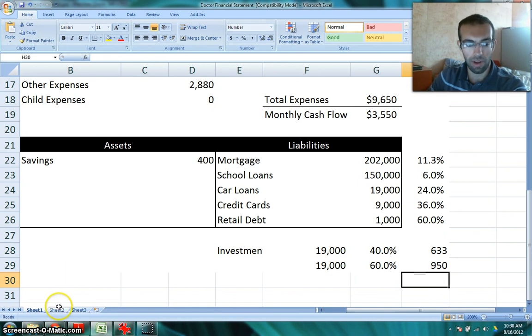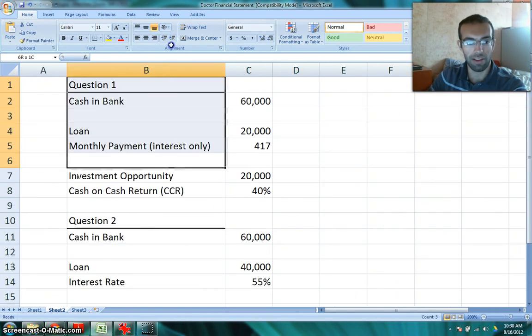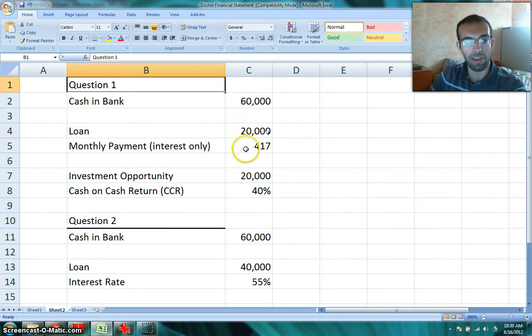What I'd like you to do now is this exercise, and the answer key is below in the description. Let's assume you have $60,000 cash in the bank. You have the option to pay off your loan, a $20,000 loan balance with monthly payments of $417. Or you could do this investment opportunity that is $20,000 down, and the cash on cash return is 40%. Which one would you choose and why?